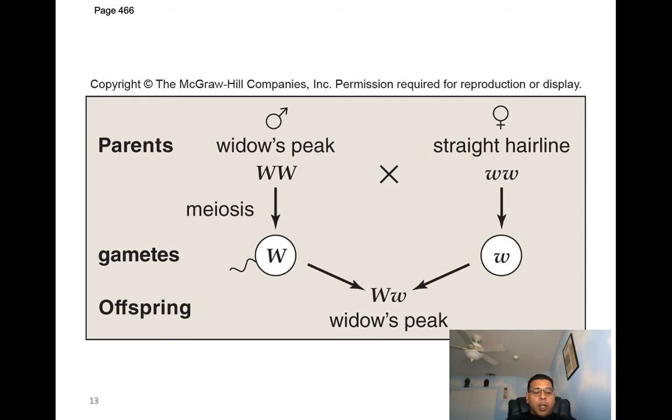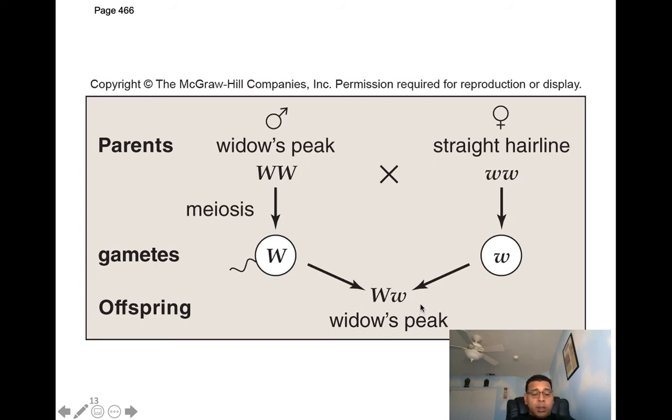Next, when writing a heterozygous genotype, as we did here, capital W and a lowercase w, always put the capital letter first. Always put the capital letter first. Here, each parent has only one type of gamete in regards to hairline, and therefore the offspring have similar genotypes and phenotypes. The children are heterozygous. They have a genotype that is a capital W and a lowercase w, and their phenotype is a widow's peak.